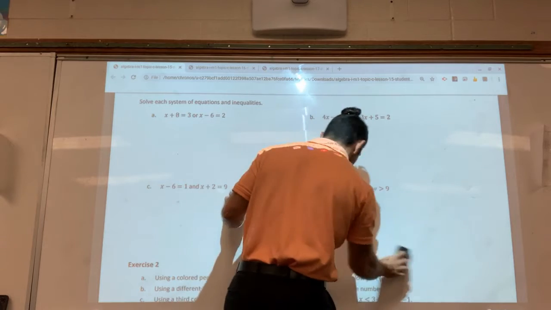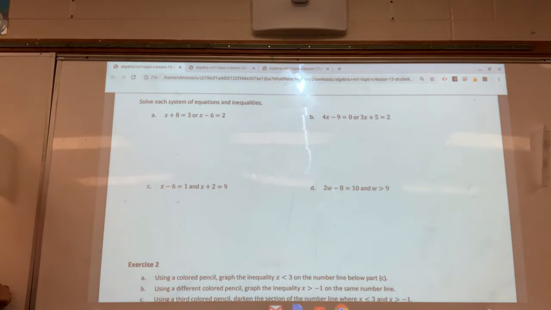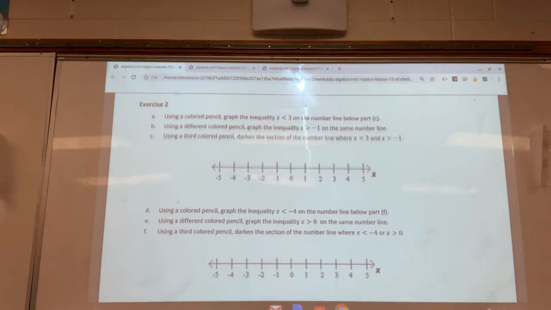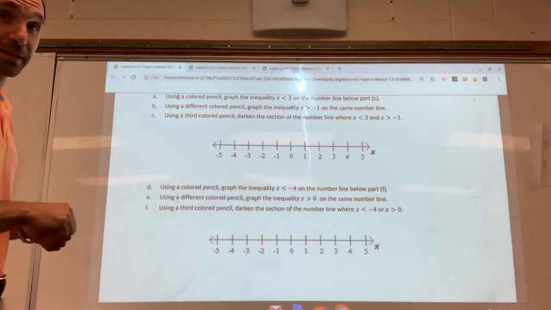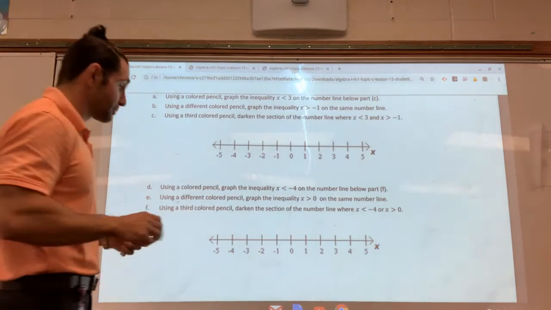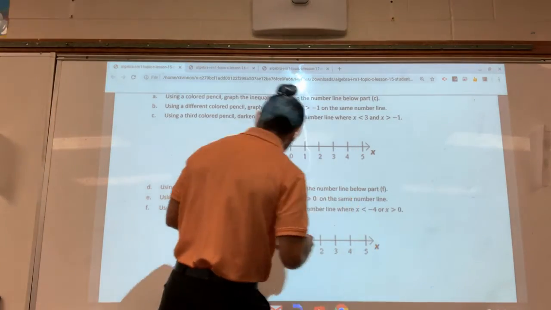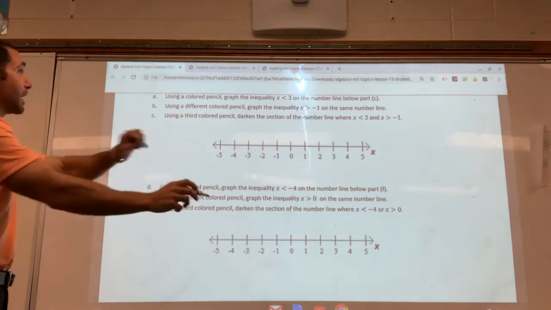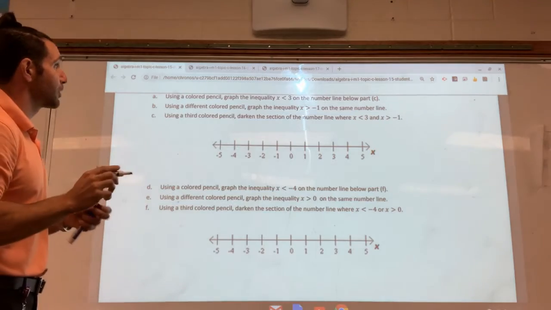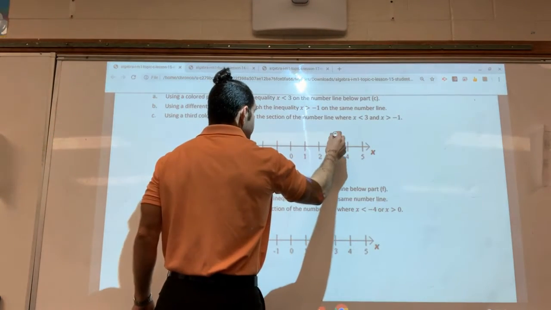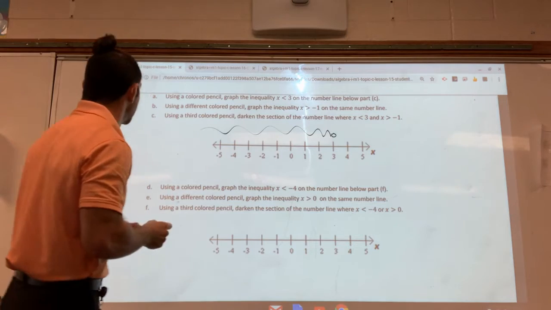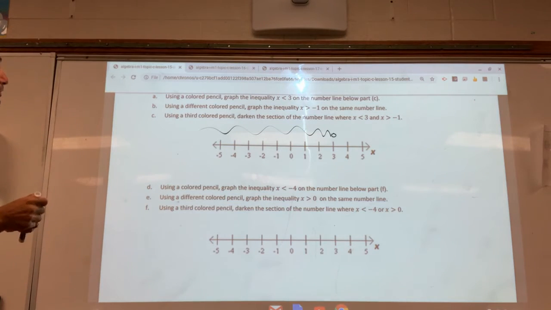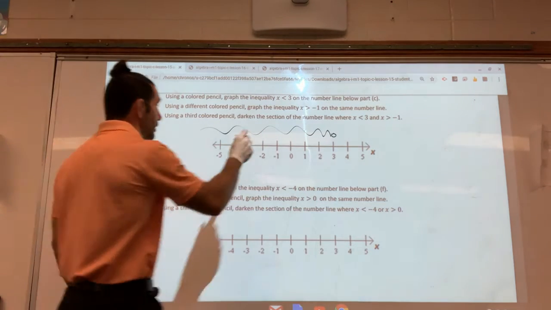Well, what about for inequalities? So, let's read these directions. Using a colored pencil, and I would absolutely get some colored pencils, so if you need to pause me, get some colored pencils right now. Or markers or crayons or whatever. Using a colored pencil, graph the inequality x is less than 3. So here's 3, and I'm going to graph that. Okay. Using a different colored pencil, graph the inequality x is greater than negative 1.